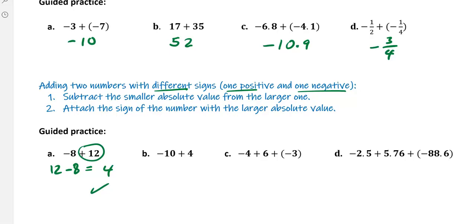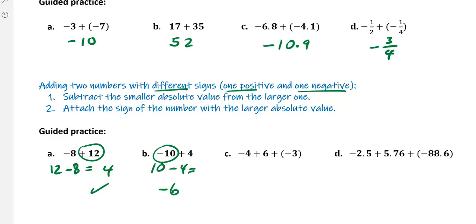-10 plus positive 4. Well, different signs, so I'm going to subtract. 10 minus 4. 10 minus 4 is 6. But I see that the larger absolute value is negative, so my answer is negative.